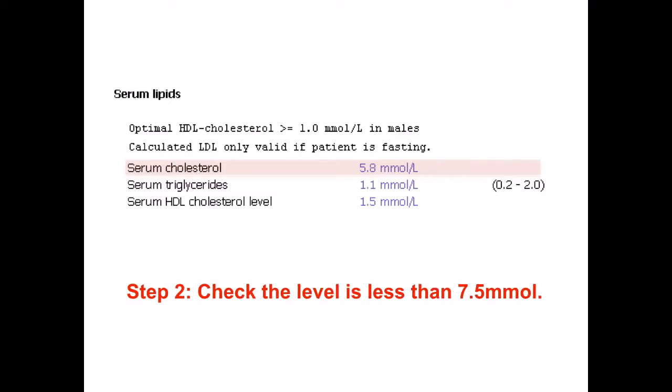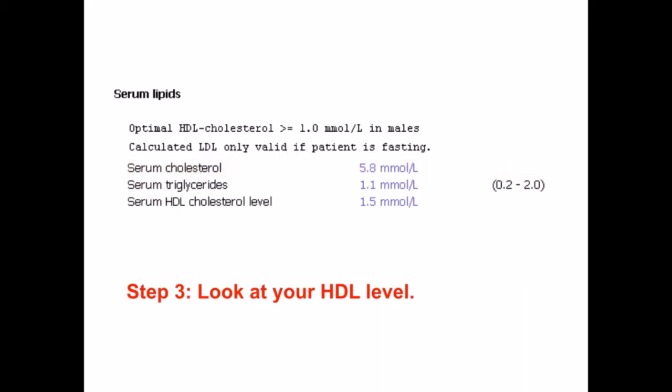The second step is to check that this level is less than 7.5, simply because, as we've already explained, a level of greater than 7.5 suggests that there may be a genetic reason as to why the cholesterol is so high. We're now going to look at your HDL level, which, as we've said, is found at the bottom, and here it's 1.5.